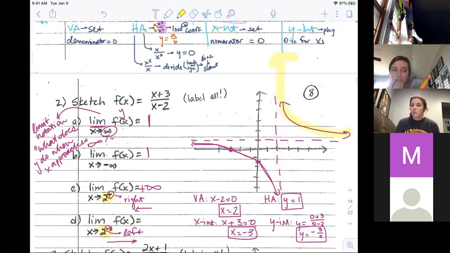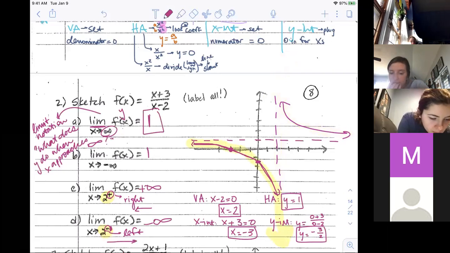Okay, now we're going from the left-hand side. So I'm going from the other way. I'm coming from over here, and I'm going to move my way down the graph. As I'm getting closer and closer to 2, it looks like my function is going down forever. So that means it's approaching negative infinity.